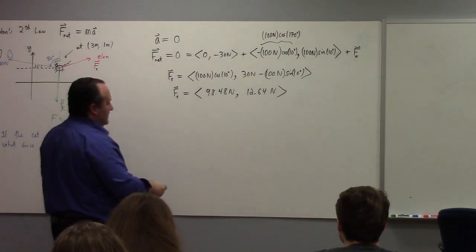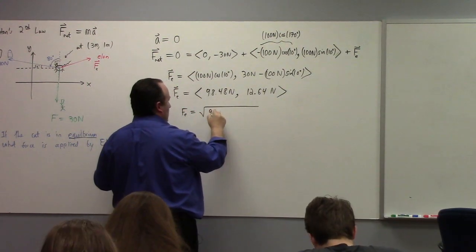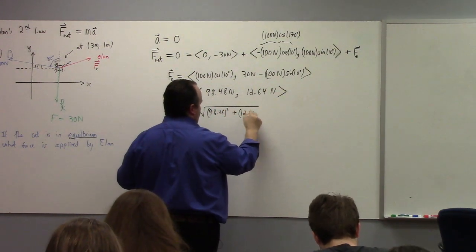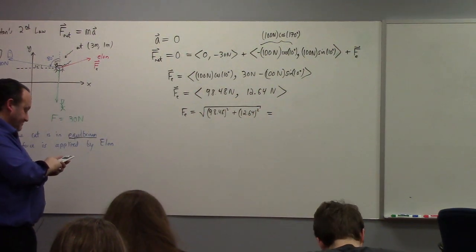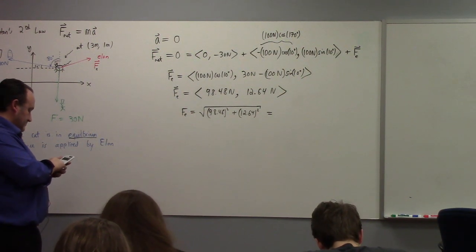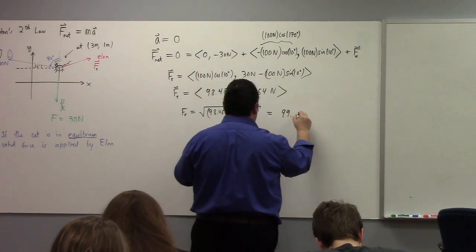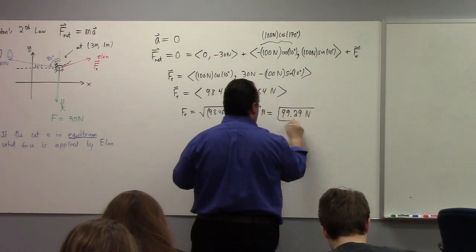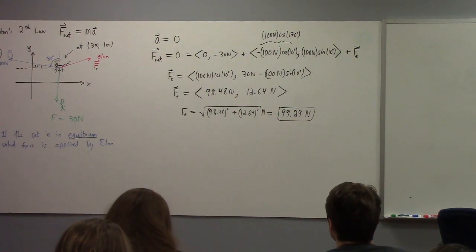Okay, so that's the Elon force. What's the magnitude? Square root, 98.48 squared plus 12.64 squared. What's that give us? I get 99.29-ish newtons. And what's the standard angle? Well, this one it's in quadrant 1, right? So we can actually just plain old use inverse tangent.